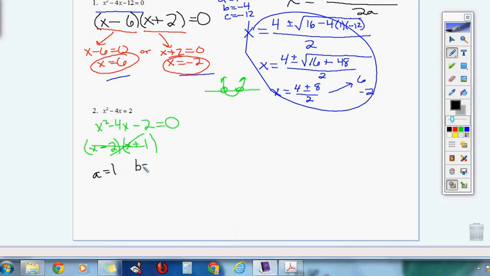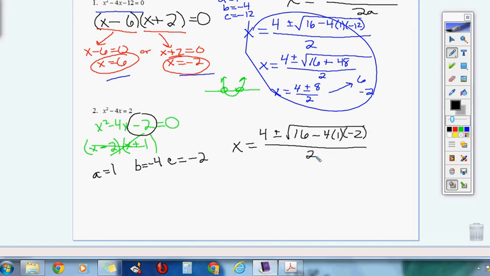A equals 1, B equals negative 4, and then C, very careful, equals negative 2. Not positive 2, but negative 2 from when we subtracted it. All right, so here we go. X equals negative B. So that's going to be 4 plus or minus square root B squared. So we're going to get our 16 here, minus 4 times 1, and then times C, which is negative 2, all over 2a, which again is just going to be 2.